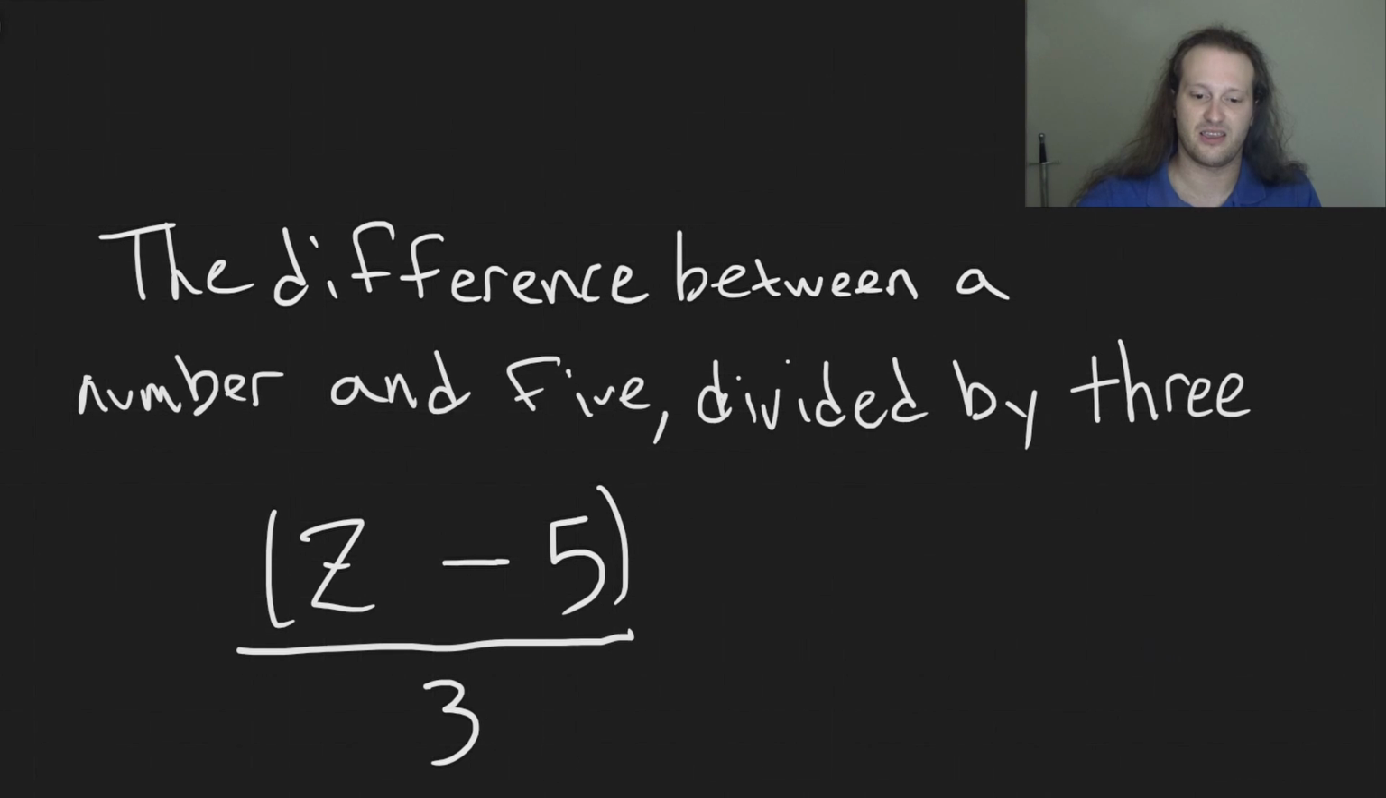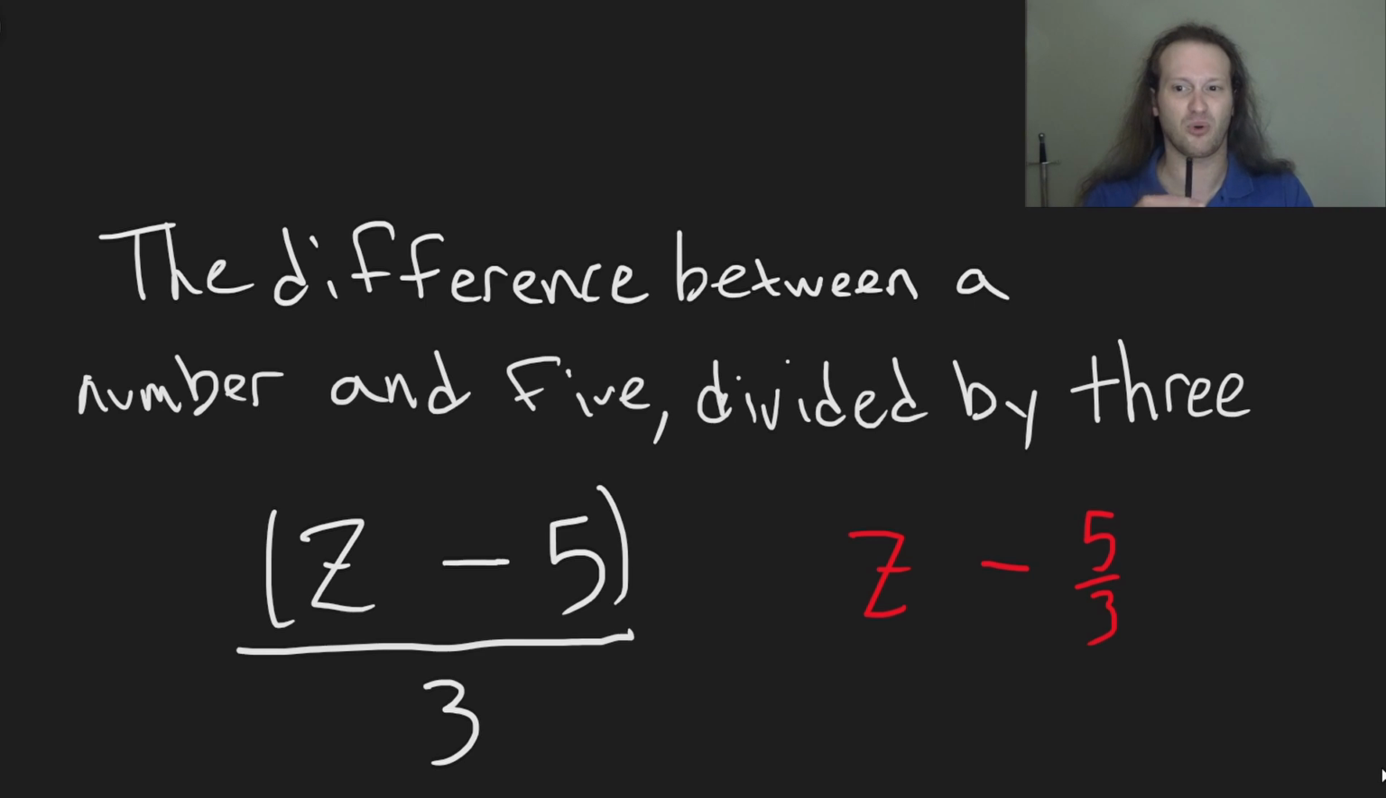What this is not saying, I'll put it in red for it not being something: this is not the difference between a number and 5 divided by 3. See how I didn't really pause there, even in that verbal statement. The difference between a number and 5 divided by 3. That sounds like this. It doesn't sound like the difference between a number and 5, divided by 3. Because of the pause that the comma implies, I want to do this divided by 3 this way.